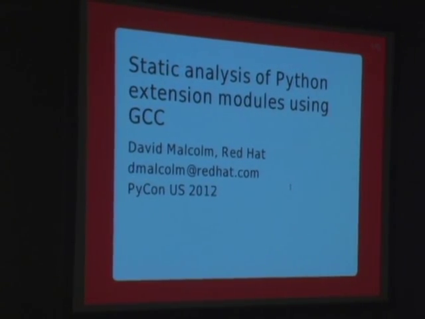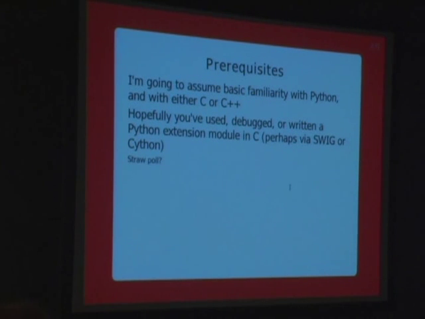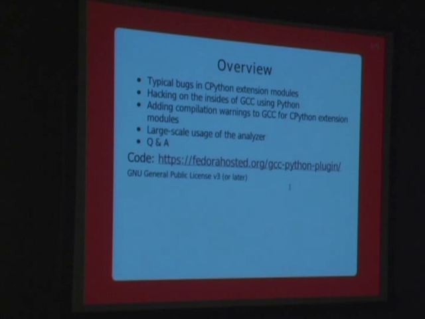Cool. Thanks for coming. This is an extreme talk, and experienced as well. So I may have to go very, very quickly. I'm going to assume that you know Python, obviously, and you have some familiarity with C or C++. Hopefully, you've looked at some point at a C extension module for Python. Maybe you auto-generated it using Cython, maybe using Swig, or maybe you hand-wrote it, or maybe you've had to step through and debug one.